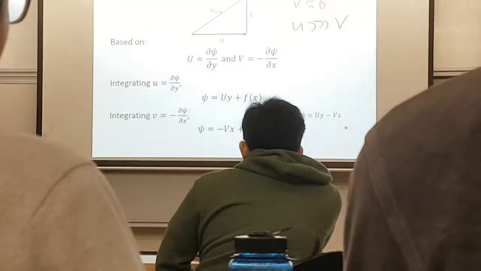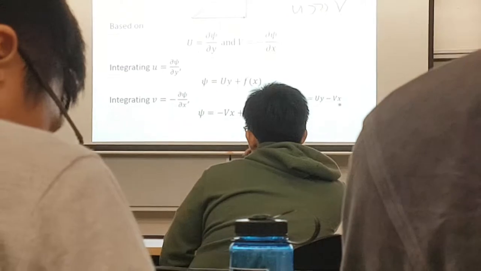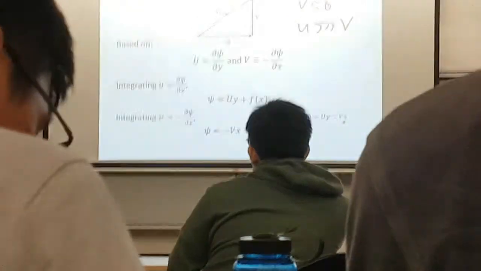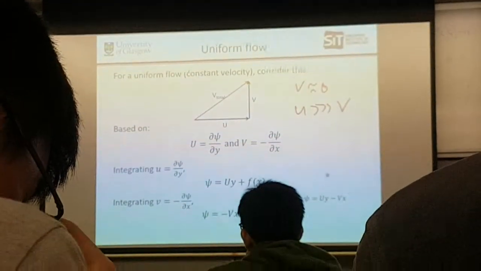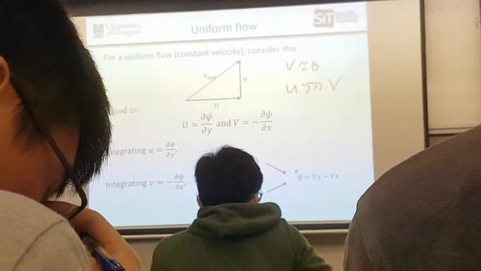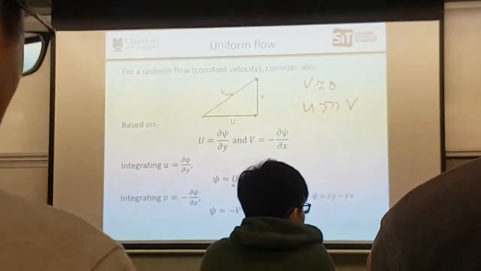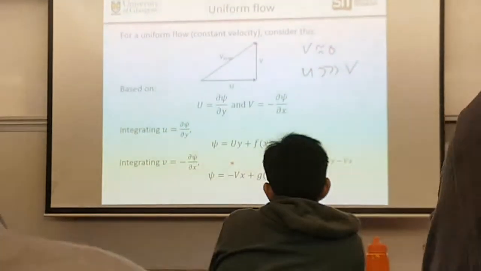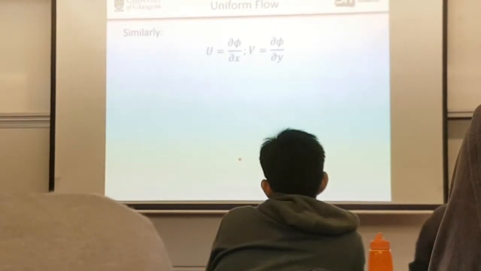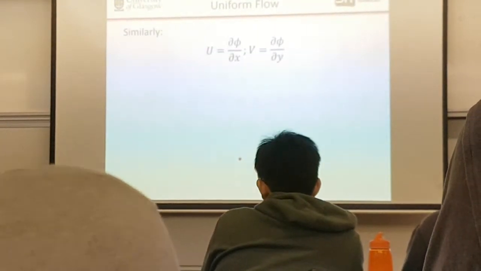But as I said, because my v velocity is always considered to be equal to 0, the only flow that I consider is my u. But this is a complete equation for my stream function. Likewise, if I do the stream function already, I can do the same thing now for my velocity potential.